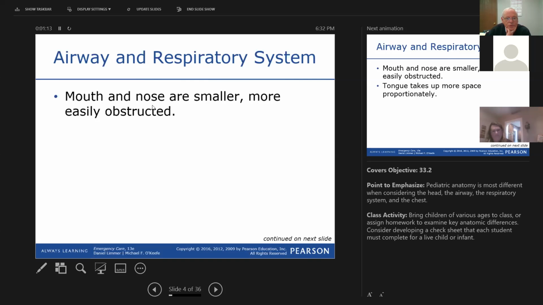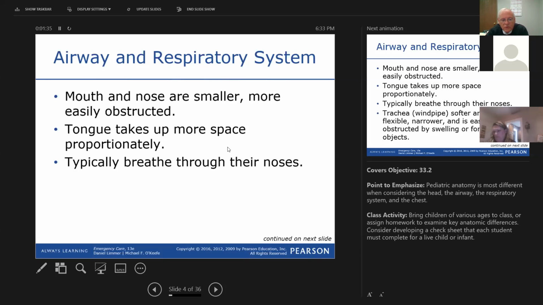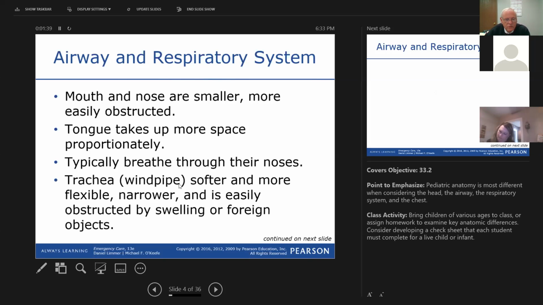Obviously the mouth and nose are smaller, so they're more easily obstructed. The tongue is larger in proportion in their throats than it is for adults, so it's easier for the tongue to cause airway issues, because the tongue takes up so much space. They don't need a lot of stuff in their mouth to cause an airway issue. Kids, especially when they're really young, are nose breathers. And their trachea is softer, and it can get kinked either way, depending upon how we flex or extend the head.